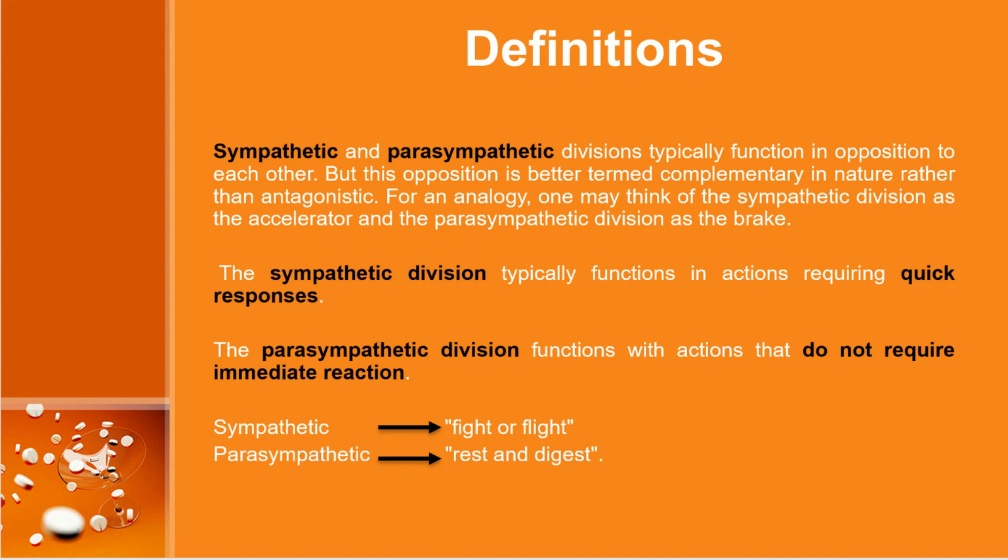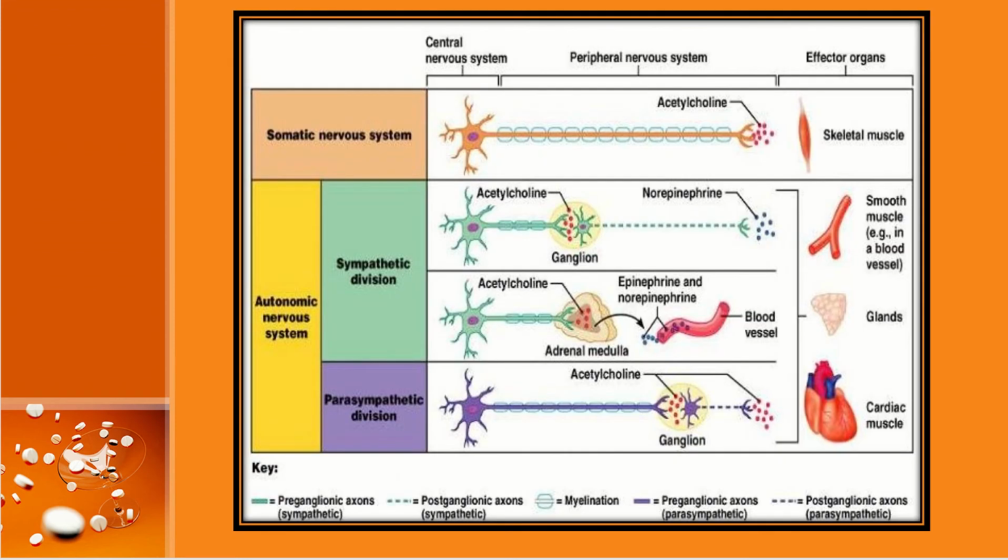The sympathetic division typically functions in actions requiring quick responses, while the parasympathetic division functions with actions that do not require immediate action, which we know already. So in other words, the sympathetic division is basically responsible for fight or flight, and the parasympathetic division is responsible for rest and digest. And we know this already based on last class and even the previous slides.